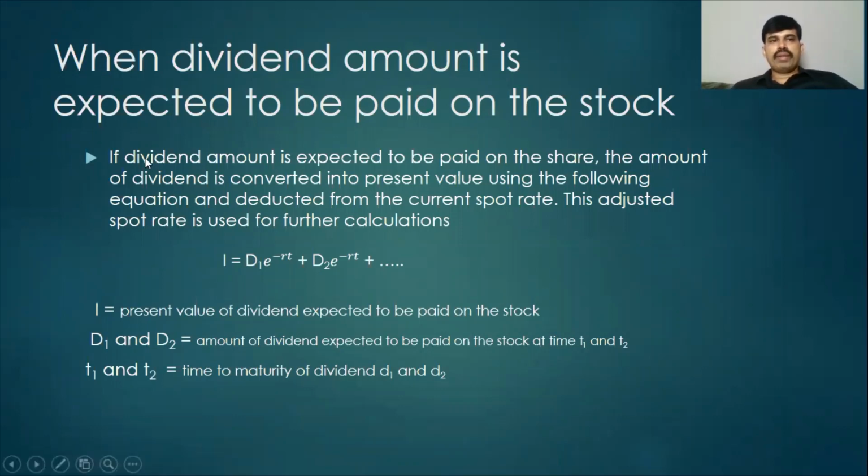Now just remember, when dividend is expected to be paid on the stock or several stocks within an index, we expect the amount of dividend to be converted into the present value using the following equation, where we are considering the discounted value of all the dividends paid by several stocks within the index, and this adjusted spot rate will be used for further calculations.